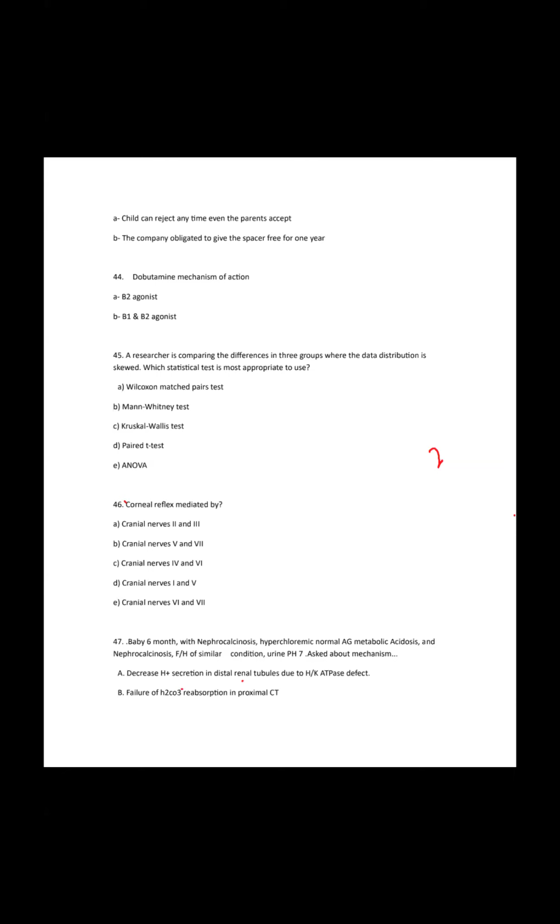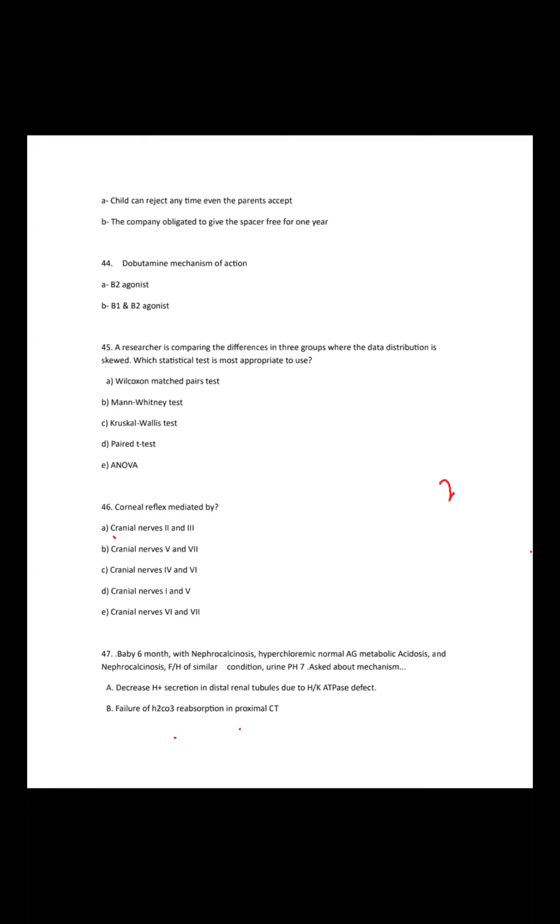Next, corneal reflex is mediated by 5, and blinking is mediated by 7. So 5 is the one which takes the sensory input from the ophthalmic division of the trigeminal nerve, and when you close your eyes in response to that, that is mediated by the 7th nerve.